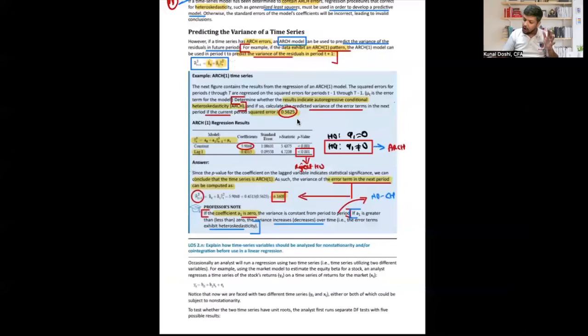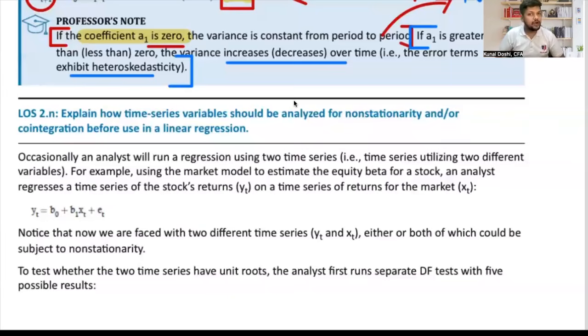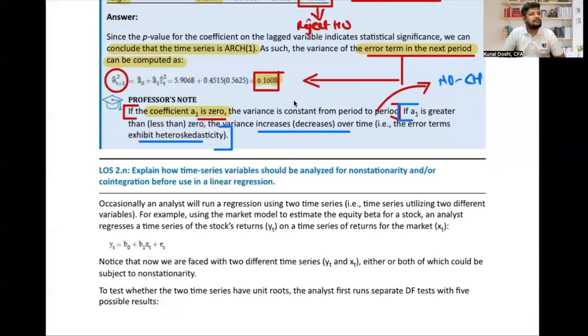Right? This is all they are going to ask you about ARCH model. Remember, ARCH model is for the variance, where the variance of the current period is dependent on the previous period, and we detect by checking the coefficients whether they are significant or not. If yes, then we use the ARCH model to predict the variance of the error. That's it. That's all what you need to know. Correct, everyone? Right? Okay.